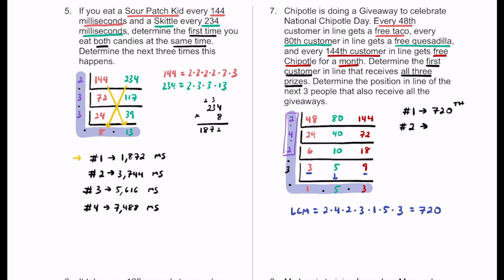Well, 720 plus another 720 should be the 1,440th person in line who will also get this. The next person in line is going to be person number 2160. And then the fourth person in line, this is a big line, is going to be the 2880th person in line, right? So these are the first 4 people in line that'll get all of these prizes or these giveaways from Chipotle.